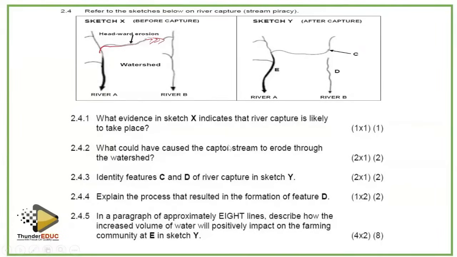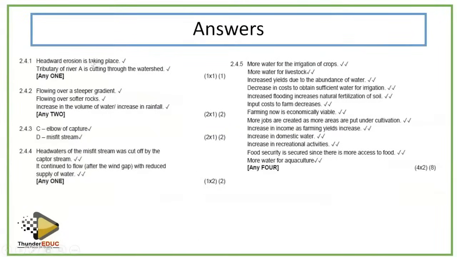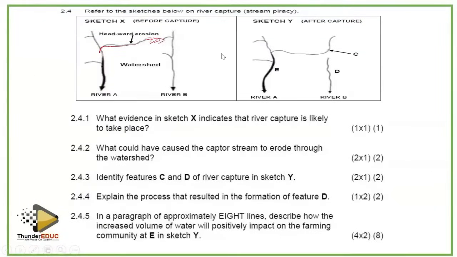You look here, you're saying headward erosion is taking place. The tributary of River A is cutting through the watershed. So this place over here is the watershed. So what is happening here? This tributary is cutting through the watershed.